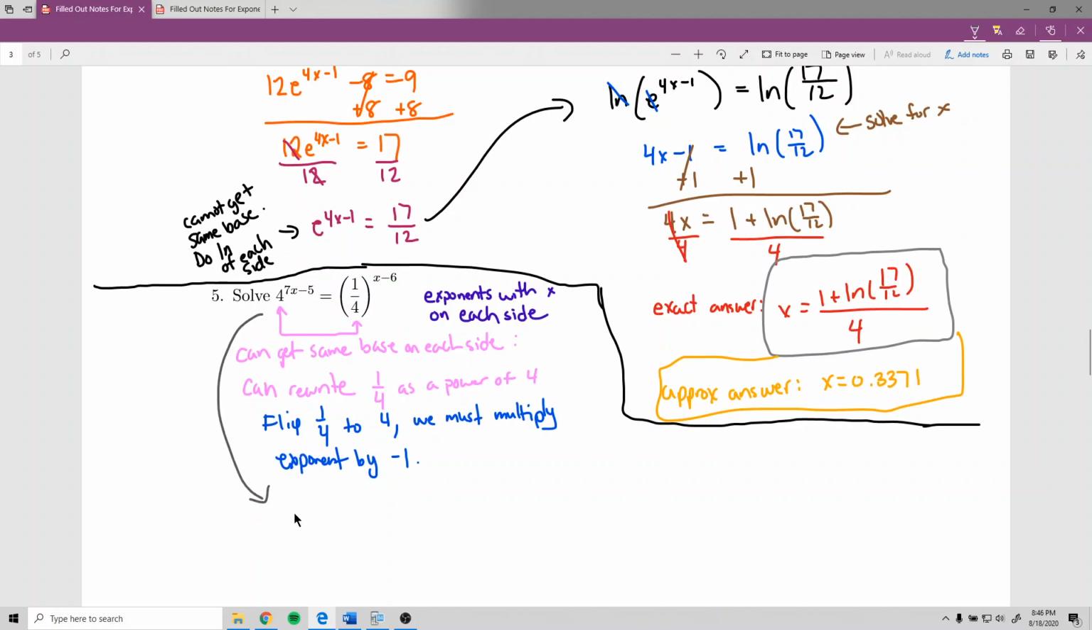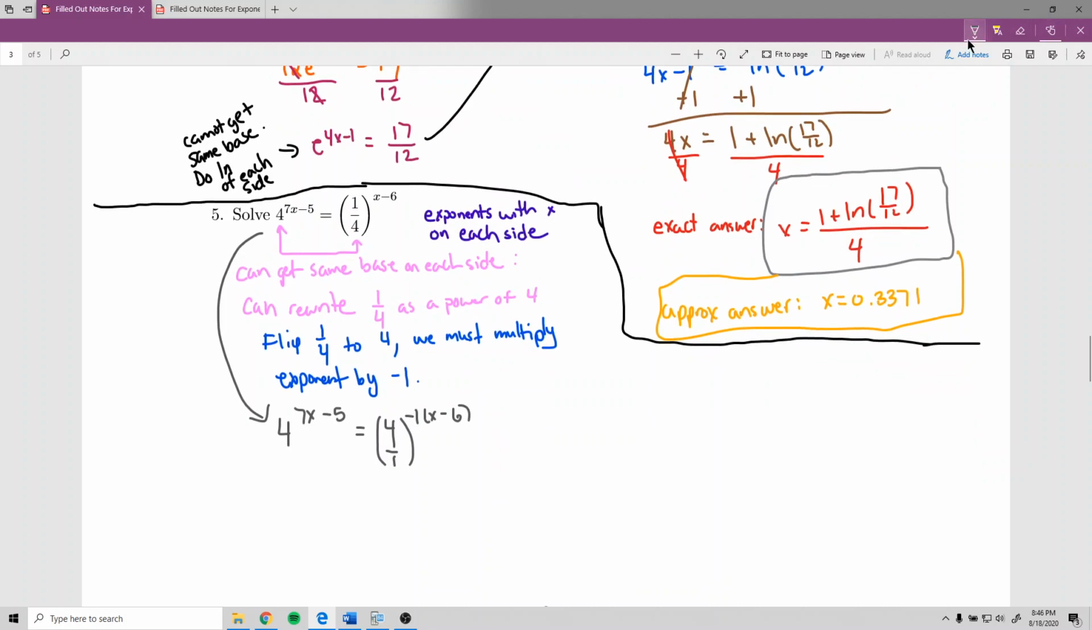So what we'll do, the left side is already a power of 4. We don't have to change that. And the right side, 1 over 4, if we flip it, we get 4 over 1. And then we multiply the exponent by -1. All right, so we flip the 1 over 4 to 4. I actually just left it as 4 over 1 to make it more obvious in our first step. And then we multiply the exponent by -1 to keep it the same. All right, now I'm going to go ahead and just simplify the right side. 4 over 1 is just 4. Distribute the -1 through, we get -x plus 6. And now you can see we have the same base. We can set the exponents equal to each other.